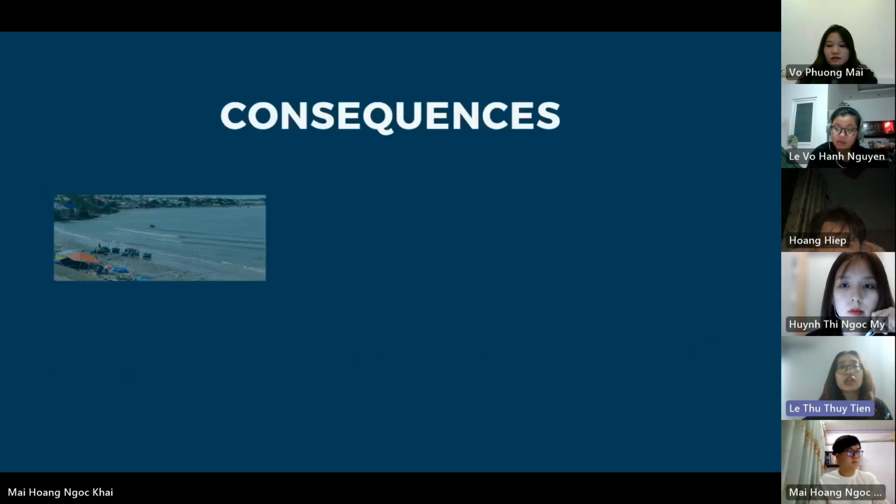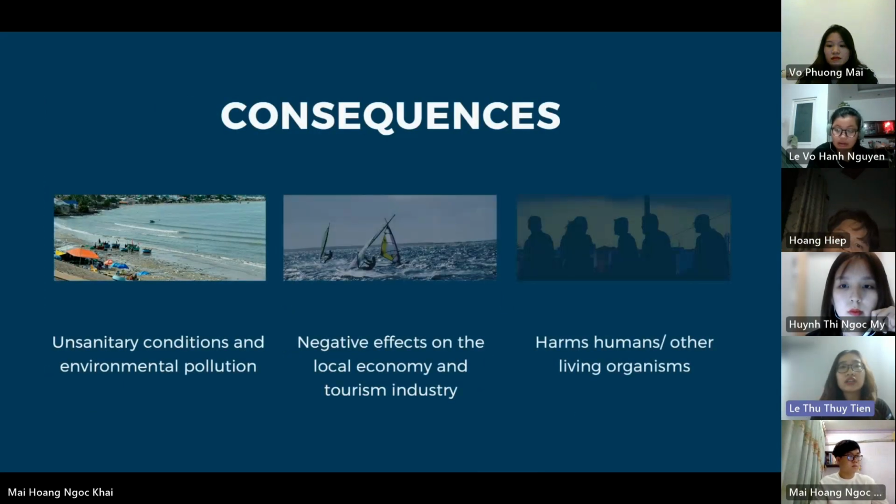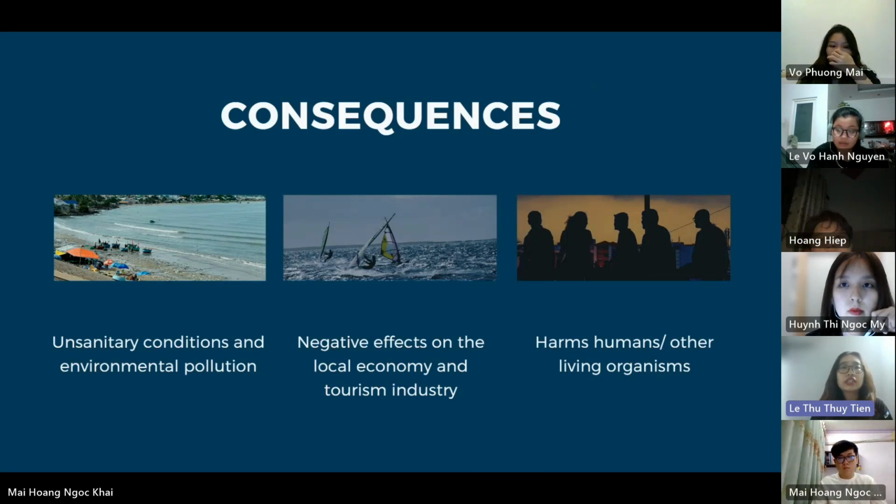Now we will go to the consequences. There are three main consequences. Firstly, these factors cause insanitary conditions and environmental pollution. The symptom is wastewater from tourist businesses being discharged into the sea.